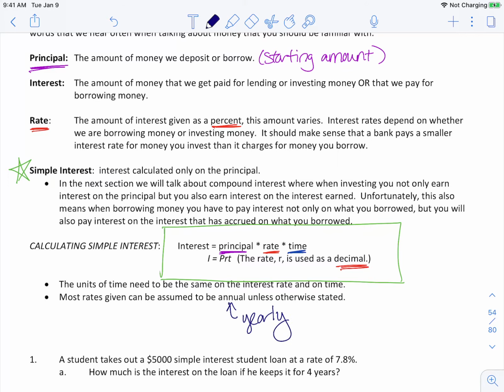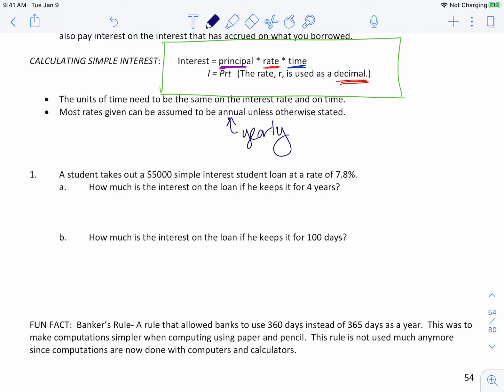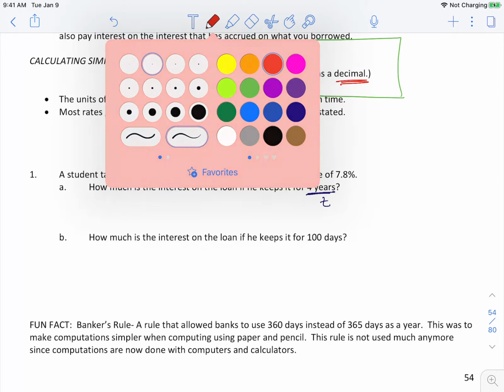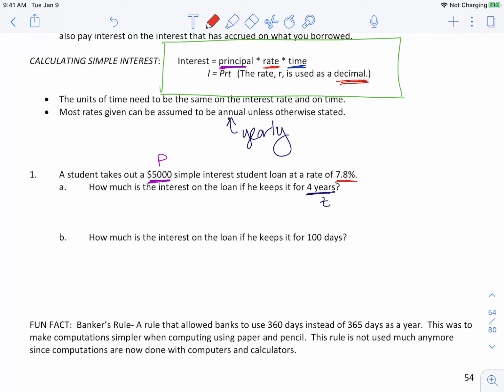So a student takes out a $5,000 simple interest student loan at a rate of 7.8%. How much is the interest on the loan if he keeps it for 4 years? So 4 years, this is our time. We have $5,000 is how much he's taking out, so that's our principal. And our rate is 7.8%. So if we write this as a decimal, R is equal to 0.078.